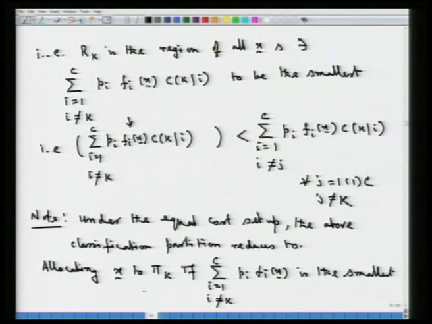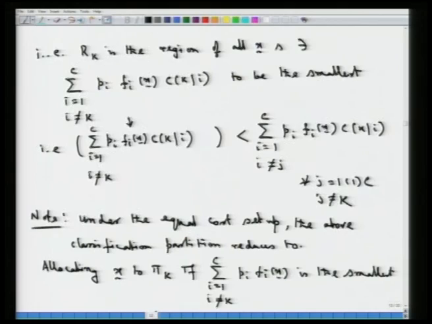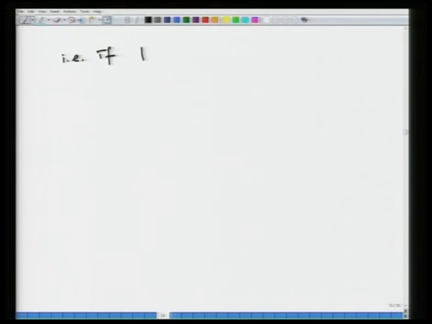So, this is what we are going to get if we assume that we have got equal cost structure. Now, when is this going to be smallest? If the term among all the c terms, i equal to 1 to c, that is taken out is the largest. That is, if we have got the term which is taken out. Now, what is the term which is taken out if we are looking at i equal to 1 to c? It is the term corresponding to k. That is, if we have got pk times fkx to be the maximum.